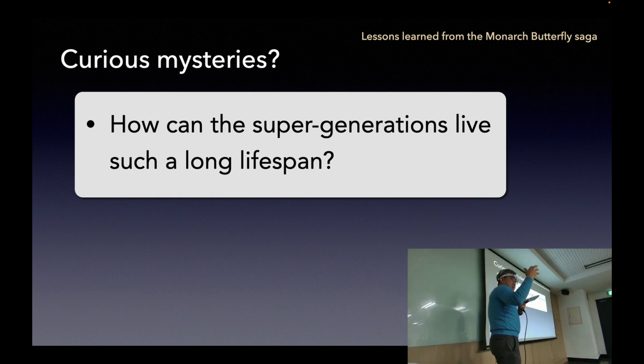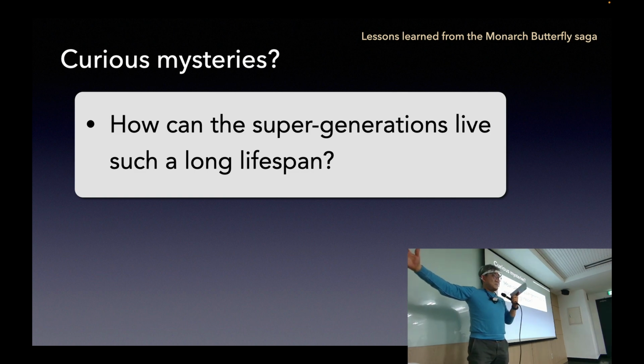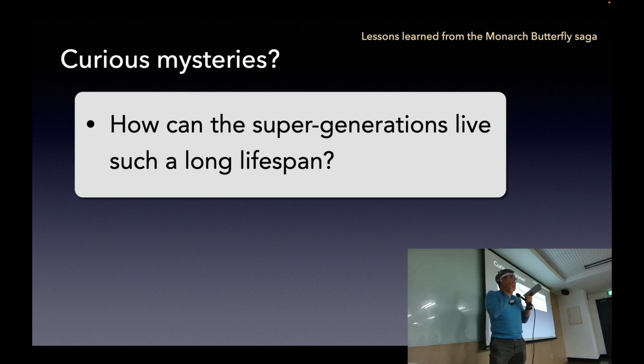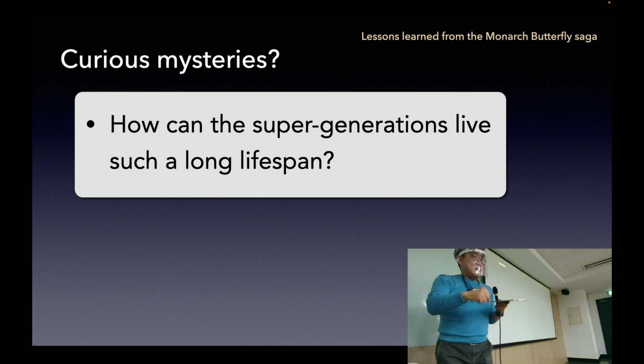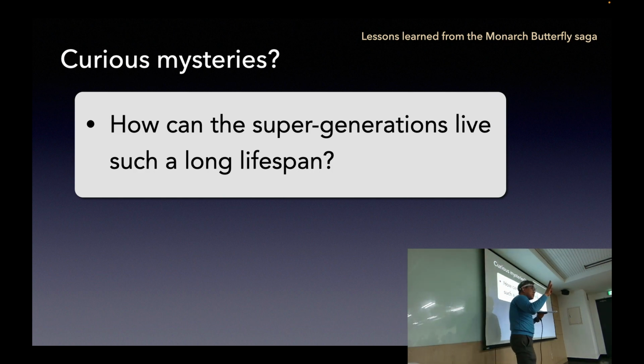There are some very peculiar characteristics of this particular insect, including, for example, that one particular generation of monarch butterfly can live an extremely long lifespan. The usual lifespan of an average monarch butterfly is only 2 to 6 weeks. It's a very short life. But every fourth generation, second, third, fourth, and then again the fourth, every fourth generation is called the super generation.